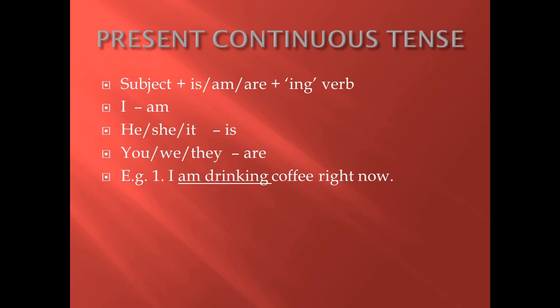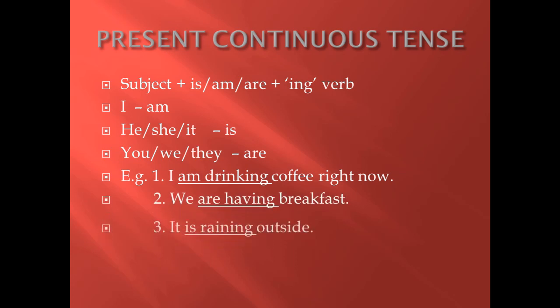This shows the first use of present continuous tense, that is, we talk about actions happening now, means at the time of speaking. It is not a general statement or a habit. It is happening at the time of speaking. See another example, we are having breakfast. It is raining outside. These sentences also express what is happening now. This is the first use of present continuous tense: actions happening right now or at the time of speaking.